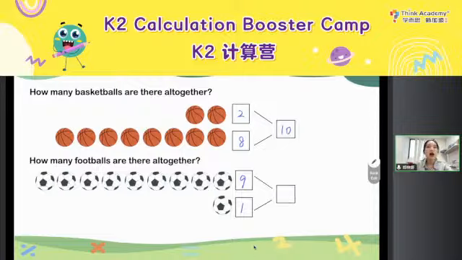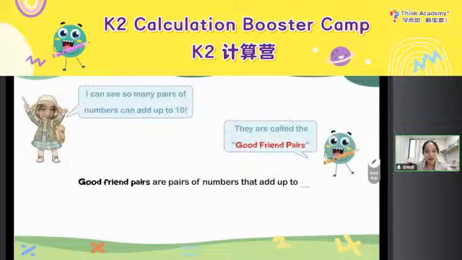So, how many are there? Count it right. So we have 1, 2, 3, 4, 5, 6, 7, 8, 9, 10. Oh, it's going to be 10 footballs in total. So I have so many 10s in here. What happened? Oh, this is a very important point, all right? I'm going to tell you.